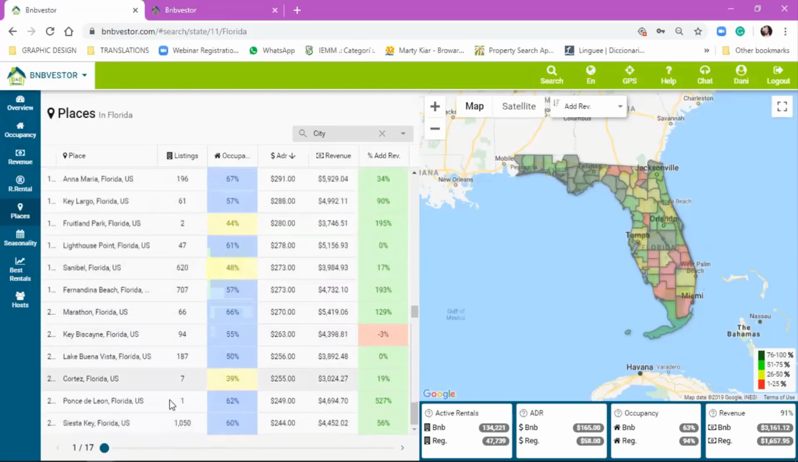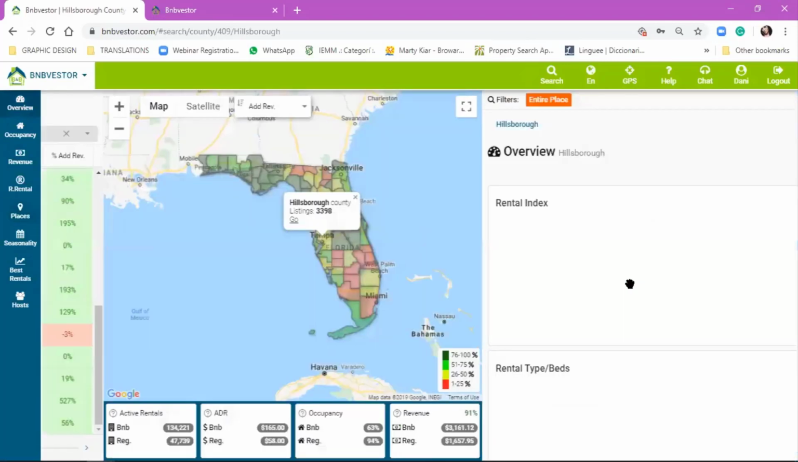If we scroll down in this first page, we can see Siesta Key. It has an average daily rate of 244. We have Lake Buena Vista in 256. You can even consider Sanibel with 620 listings in $273. Okay. Then we can go to zip code, but that's going to be very specific because we're still in the state. I'm going to go ahead and click in Tampa, I'm sorry, in Hillsborough, so we can take a look and analyze this specific county.